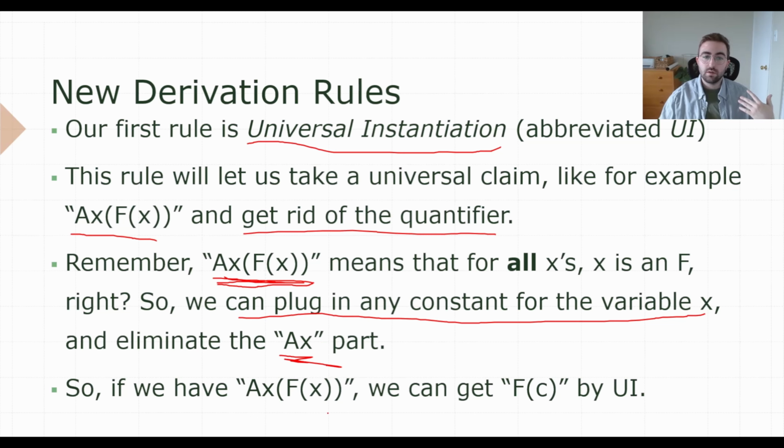So using universal instantiation, we can go from this big universal claim, for all x's, x is an f, and we can just say, well, any constant, in this case c, is f, right? Because everything is f. That's what the for all x claim is saying. And so we can just get that some particular thing, c in our case, is f. That's the universal instantiation rule. We take this universal claim, all x's are f, and we instantiate it in a particular case. Well, c is f then, if everything is f.